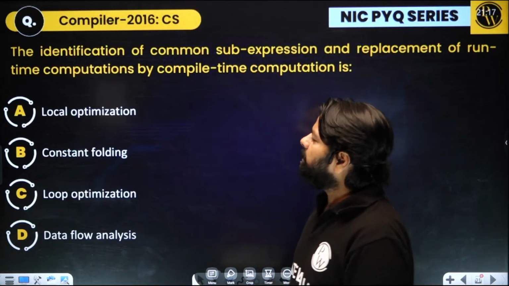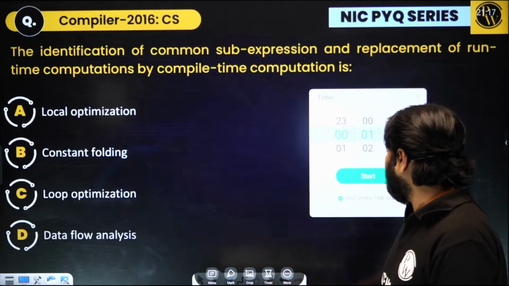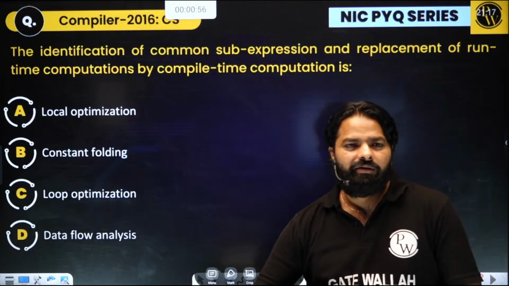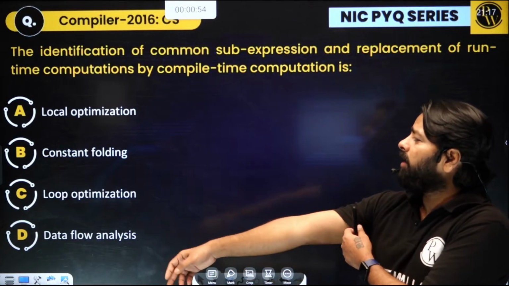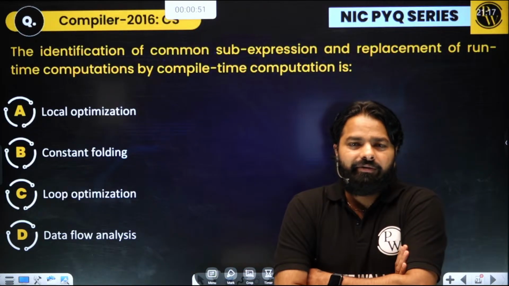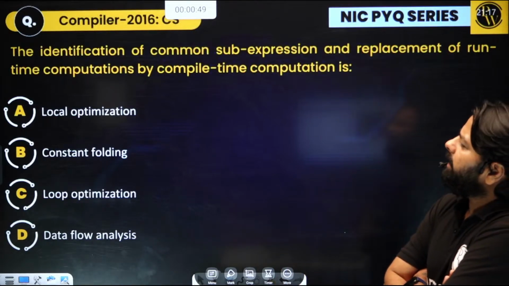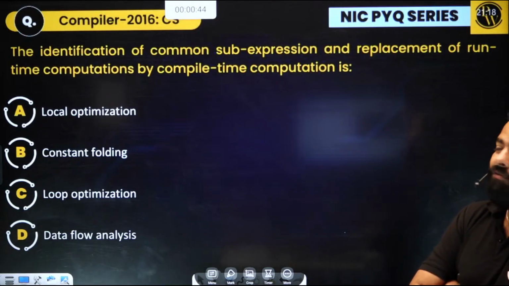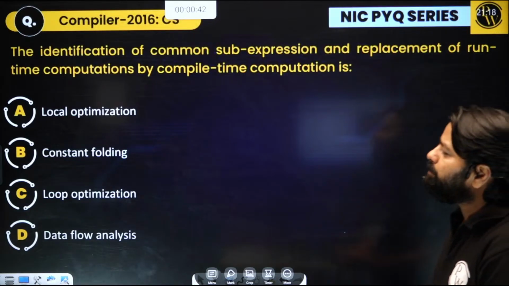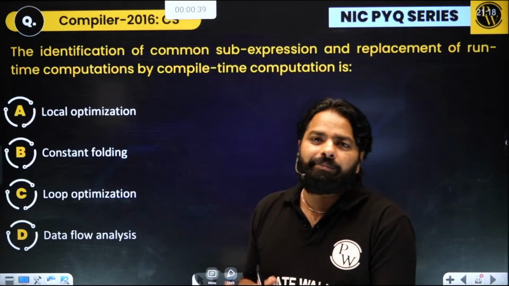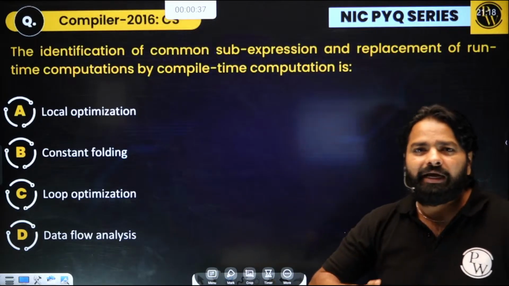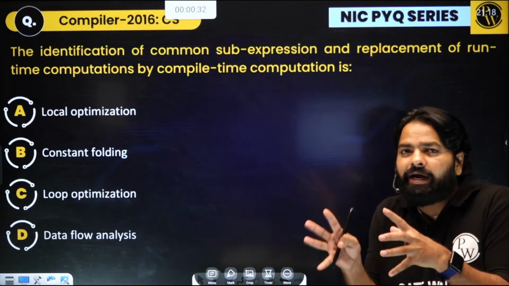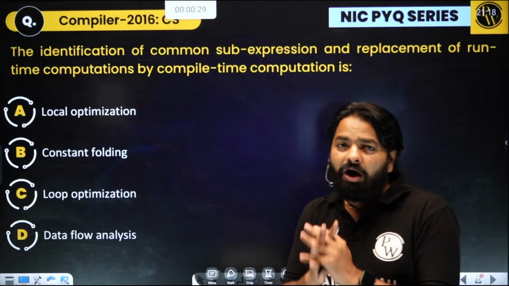Take your time, because many people might analyze this question in a different way. I can put 3 stars for this question because it was not asked in GATE so far, but it is there in the NIC exam. Identification of common sub-expression, read completely because you may misunderstand if you read only part of it. And replacement of runtime computations by compile time computations, so that instead of doing it at runtime, you can do it at compile time. What kind of optimization is that?